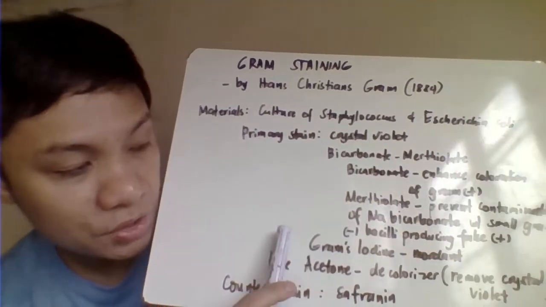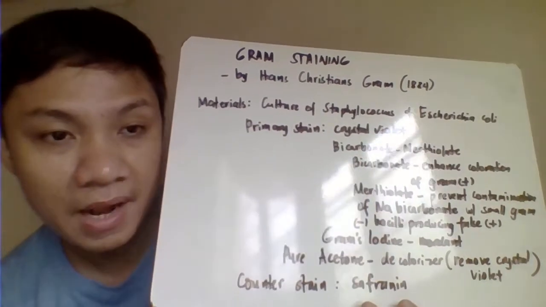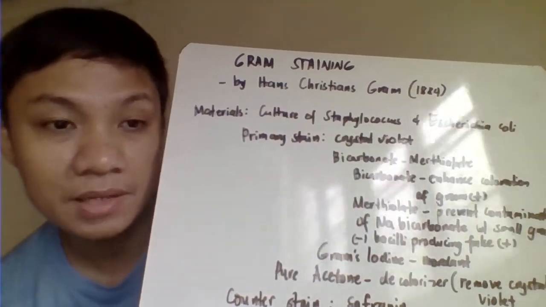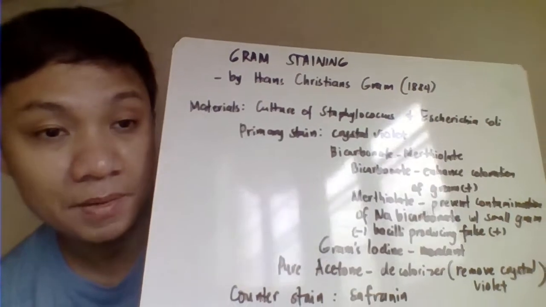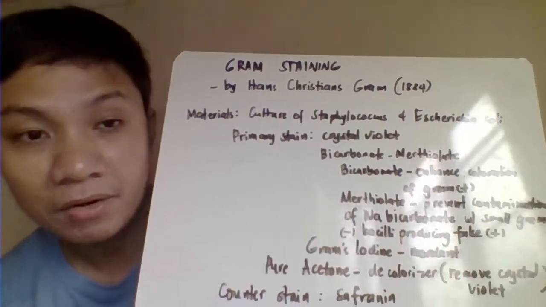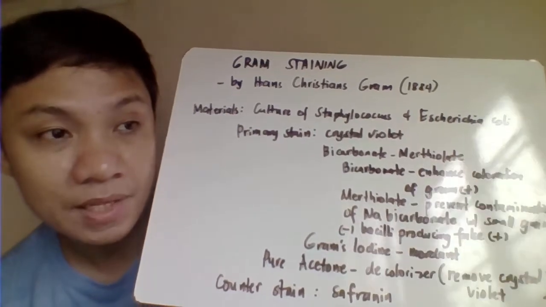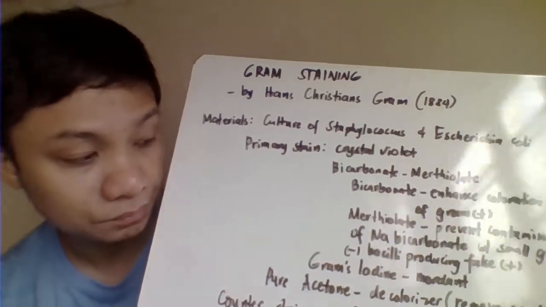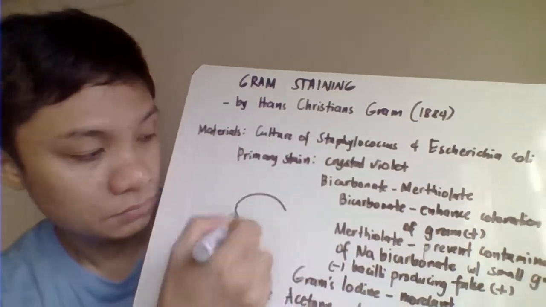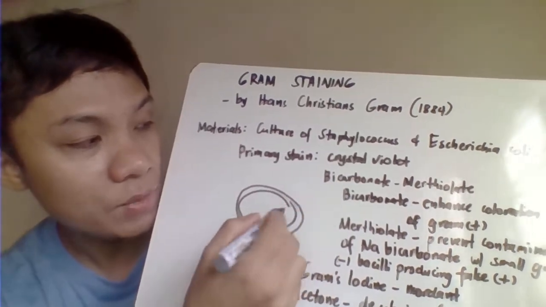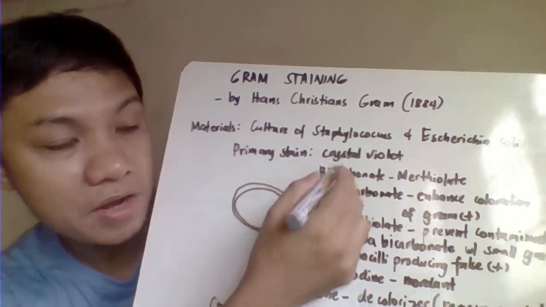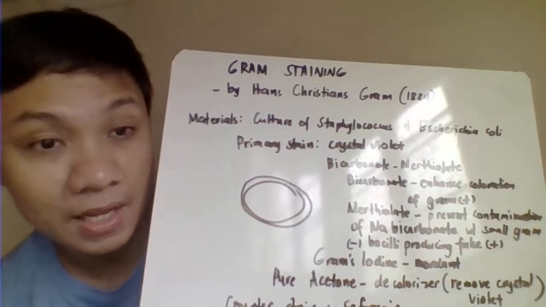Then upon addition of the decolorizer, the acetone, if it is gram-positive, remember that gram-positive has a thick peptidoglycan layer, which is much of the protein structure, it enables the cell to form a coagulum. So when it coagulates, that traps the crystal violet within the cell wall.